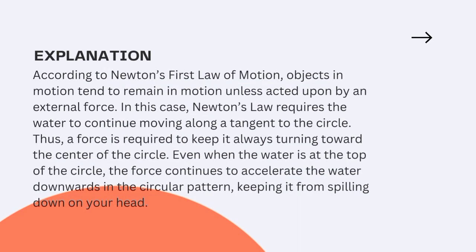Well, according to Newton's first law of motion, objects in motion tend to remain in motion unless acted upon by an external force. In this case, Newton's law requires the water to continue moving along a tangent to the circle. Thus, a force is required to keep it always turning toward the center of the circle. Even when the water is at the top of the circle, the force continues to accelerate the water downwards in a circular pattern, keeping it from spilling down on your head.